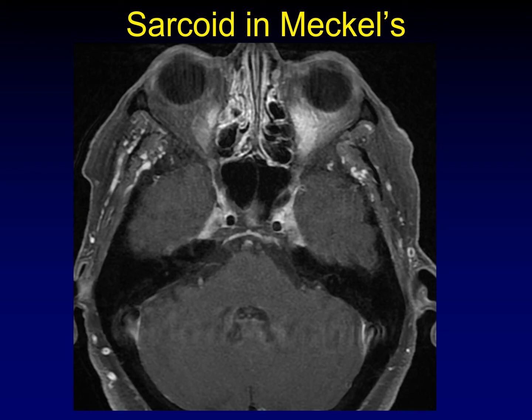Here's inflammatory disease. This is sarcoid involving Meckel's cave bilaterally, right? This is Meckel's cave, should be filled with CSF, instead filled with enhancing tissue. This looks exactly like the mets from two images ago. That's why I'm showing all of these examples in order.